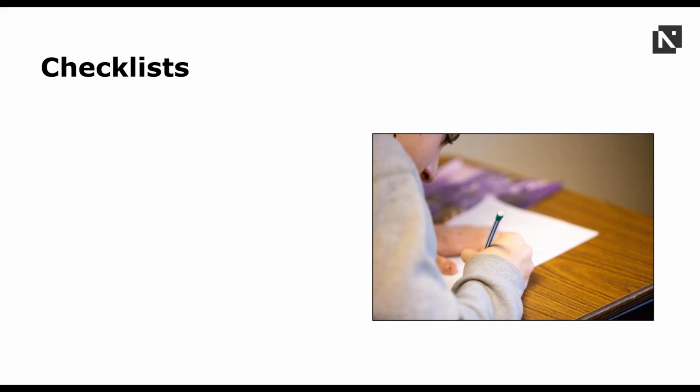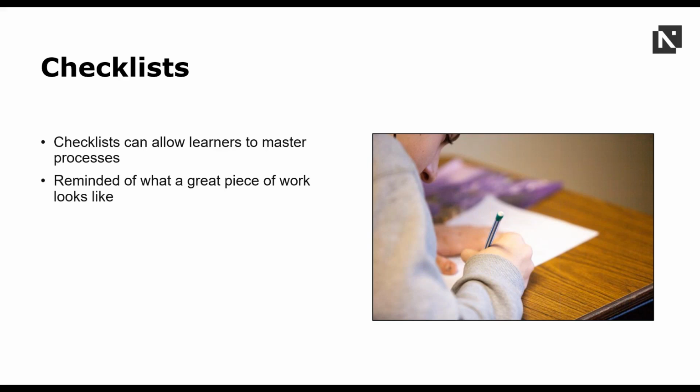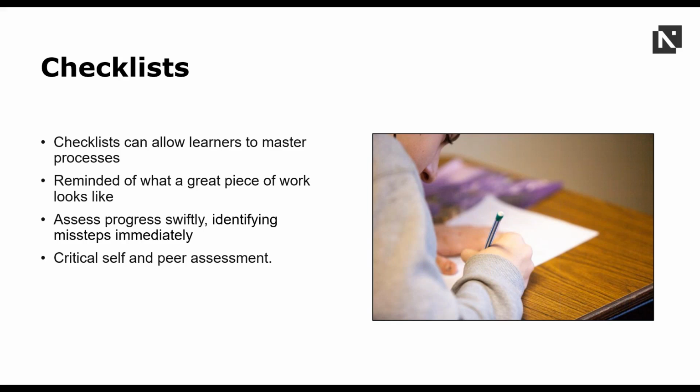Another useful tool to help with feeding forward is checklists. You can use these to highlight areas the learners need to be working on or focusing on. Checklists can allow the learners to master processes. They can be used to remind what a great piece of work looks like, assess progress swiftly, identify missteps immediately, and support critical self and peer assessment.